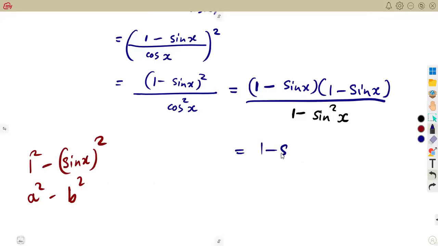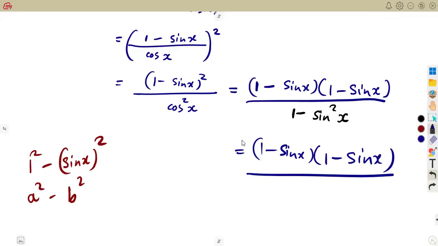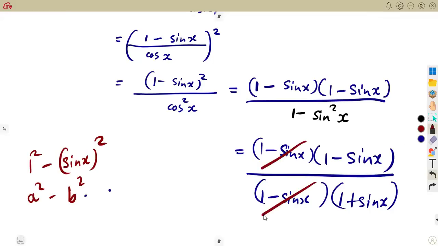The first part on the numerator, just rewrite as it is. Then apply your difference of 2 squares. Remember, you're going to have a minus b into a plus b, 2 brackets. So it's 1 minus the sine of x, and another one will add 1 plus the sine of x. Just like that, these two can cancel.